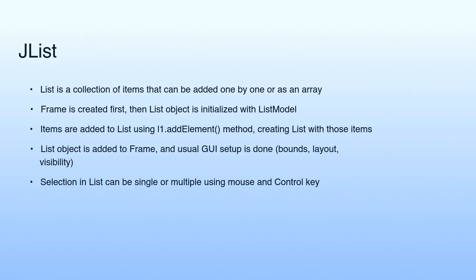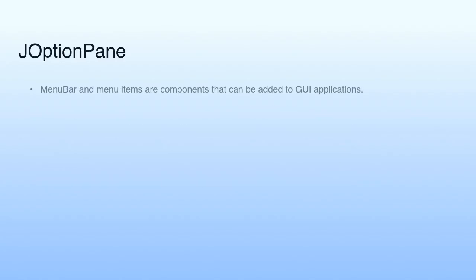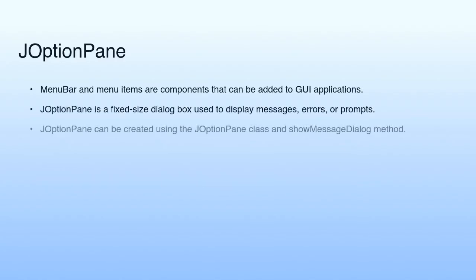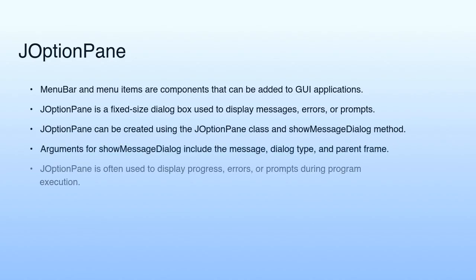Option pane is a fixed-size dialog box used to display messages, errors, or prompts in GUI applications. It can be created using the JOptionPane class and the showMessageDialog method, which takes arguments such as the message, dialog type, and parent frame. Option pane is often used to display progress updates, error messages, or prompts during program execution.